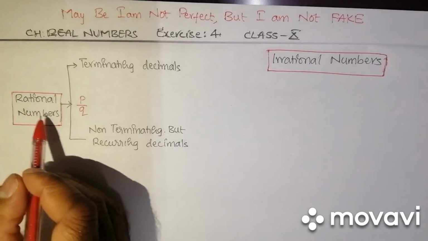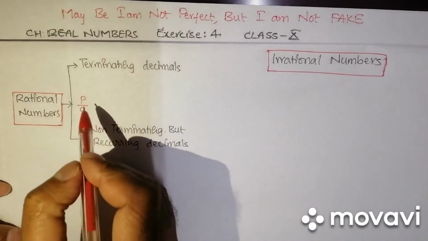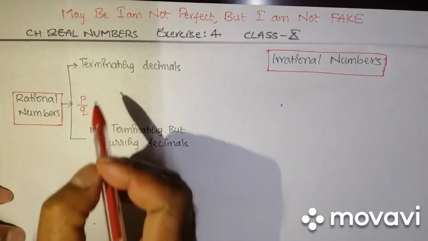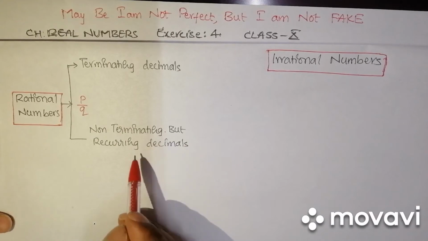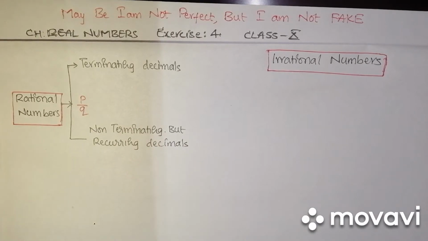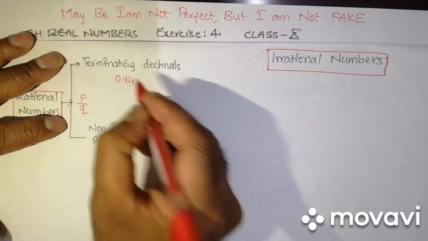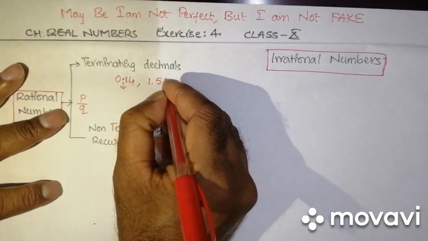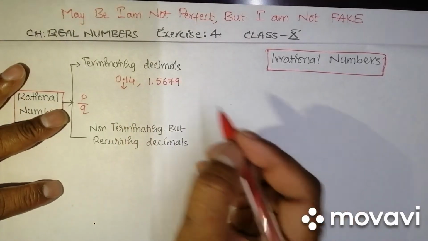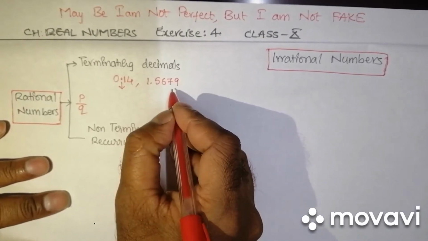See here, a rational number of course will be written in the form p by q. This gives decimals of two types: one, terminating decimal, or otherwise non-terminating but recurring decimal. Let me have some examples on it. 0.14 is a terminating decimal. For another example, like 1.5679, here after 9 we do not have any other digits, in the sense of finite decimal places. Here you will have 4 decimal places.